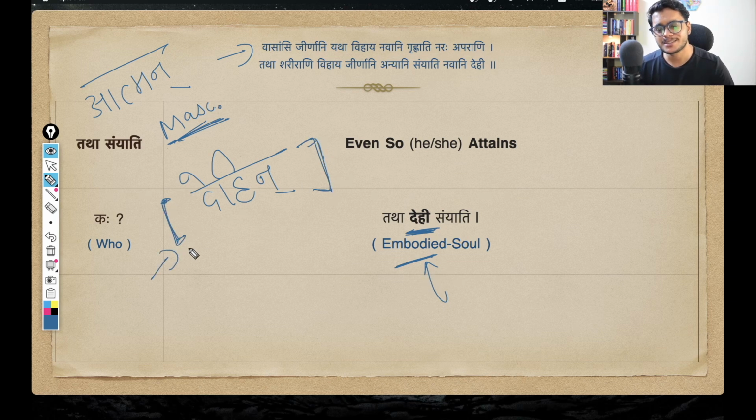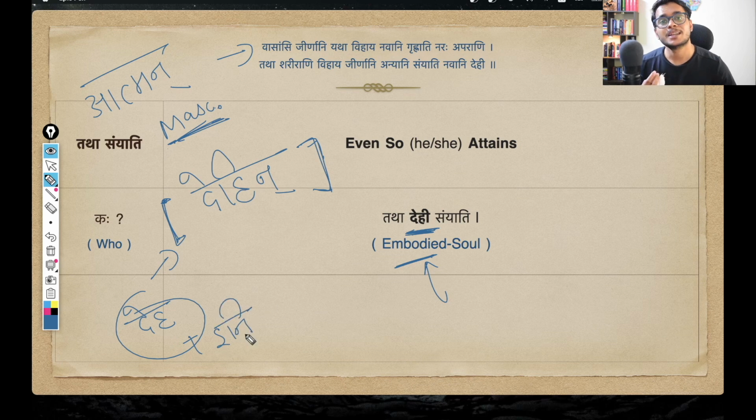And again, this Dehin also we saw from where it came: Deha. This basically means the Sharira, the physical body. And this Deha was being modified using the Ini pratyaya, in the sense of one who possesses Sharira. So one who possesses the physical body, that is Dehin. Why? Because we want to convey the embodied soul. We are talking from that perspective, that when a person is alive, the Atma, that self within that person, is the embodied soul.